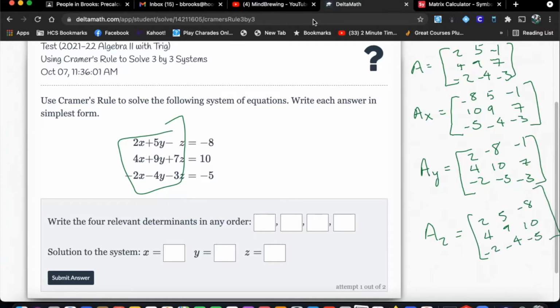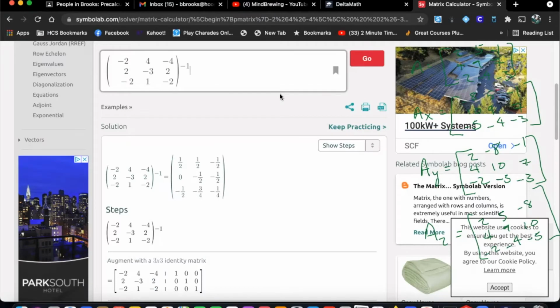Are we going to actually do them by hand? No, we are not. We're going to go to our favorite matrix calculator. Could you do this all by hand? Of course we could. Are we going to do that? No, that's not my plan.